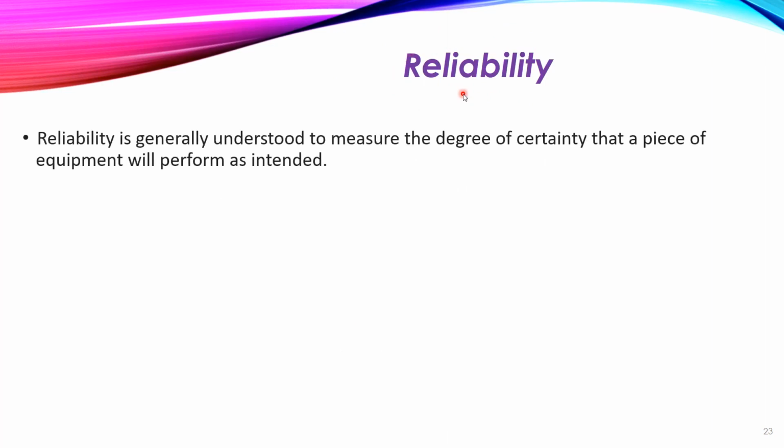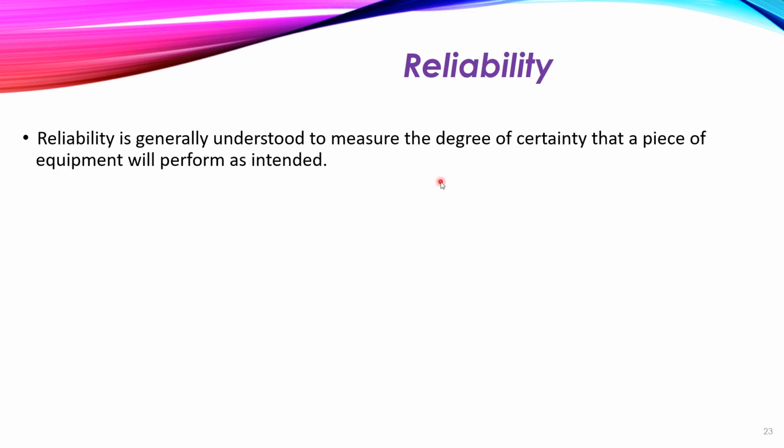Now another important characteristic for the relay is the reliability. Reliability is generally understood to measure the degree of certainty that a piece of equipment will perform as intended. So this is the general definition of reliability: the degree of certainty that the equipment will perform as intended.